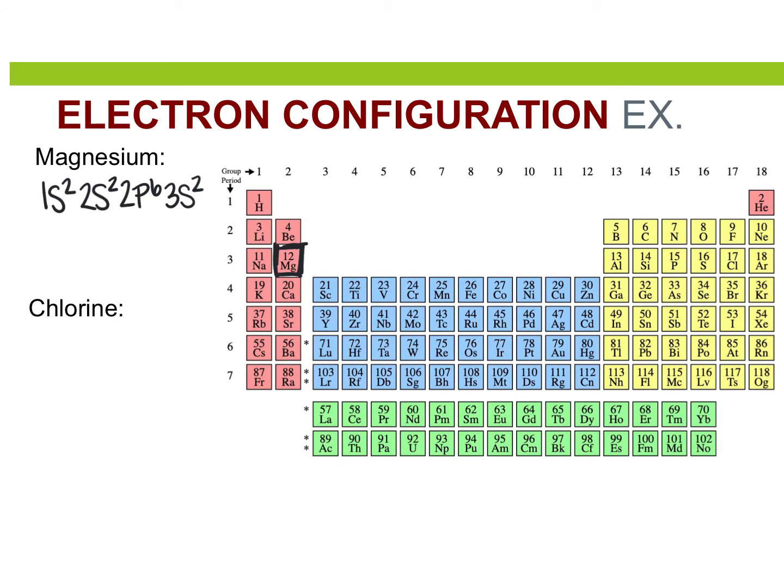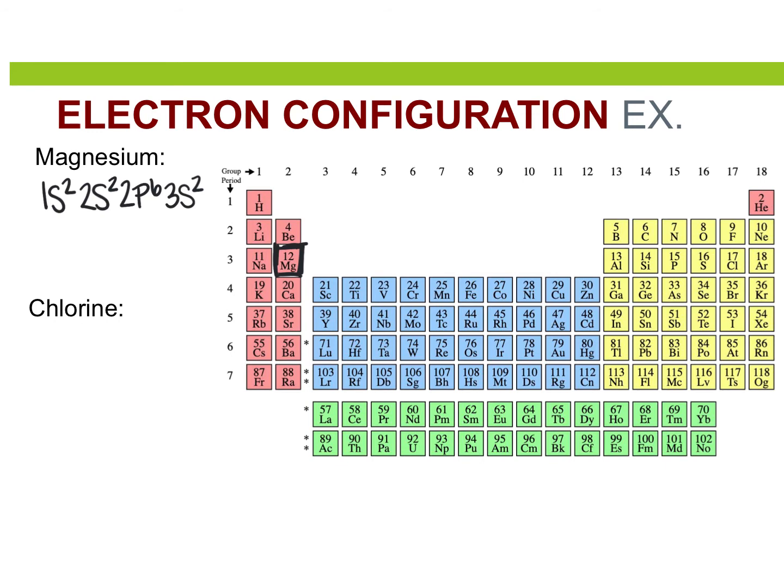So what this means is there's 2 electrons in the 1s shell and subshell, 2 electrons in the 2s shell and subshell, 6 in the 2p and 2 in the 3s. How many total electrons should magnesium have? 12. Add up the superscripts. What's 2 plus 2? 4. Plus 6? 10. Plus 2? 12. So this is how we keep track of all 12.